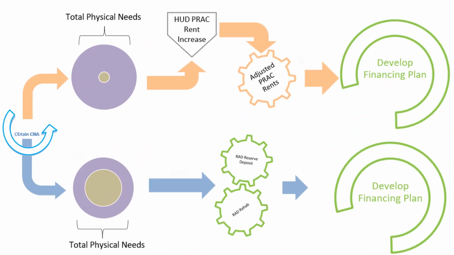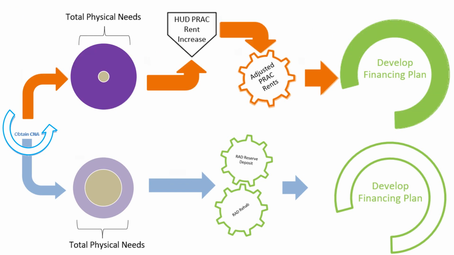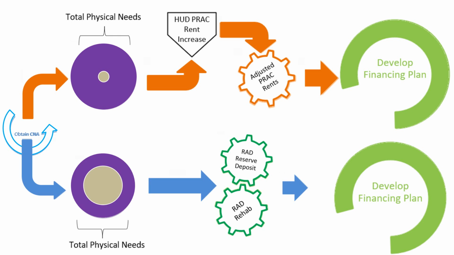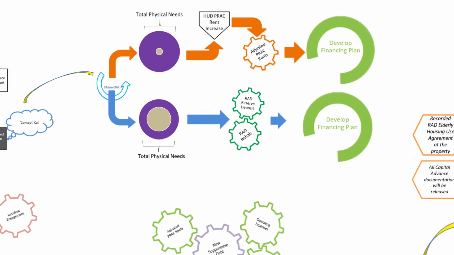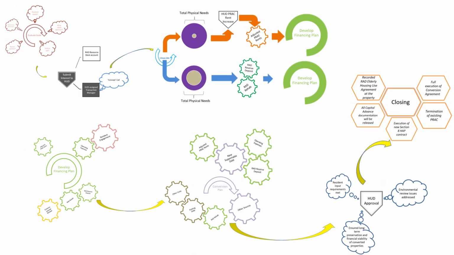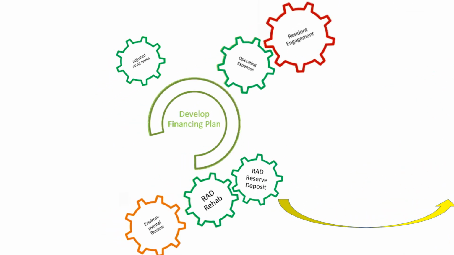The first step will be to pursue an increase in your PRAC rents by assuming the total physical needs will be addressed through an increased reserve deposit. The second step is to rebalance how you will address your physical needs with a rehab and a lower reserve deposit. Now you have key elements including the rents, rehab, and reserve deposits you will carry into your financing strategy.